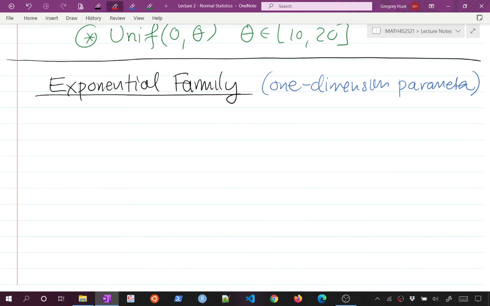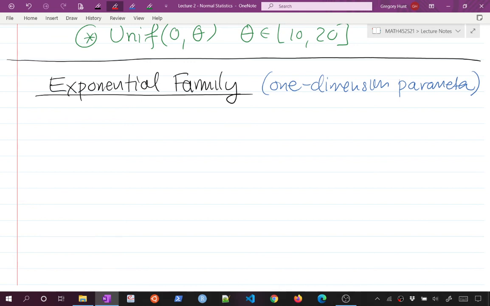The exponential family turns out is a really useful set of probability distributions. And it's a set of probability distributions of which you already know many, and they're many of your favorite probability distributions. So I'm going to write out what the definition is. It's going to seem quite strange, but we'll talk about some examples, and it's not nearly as scary as it might seem.